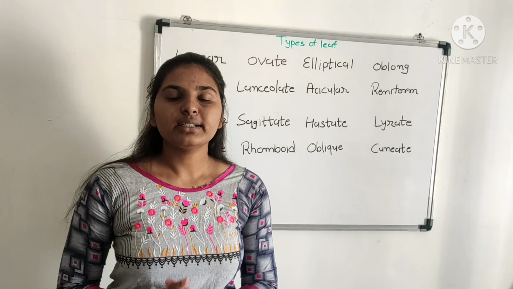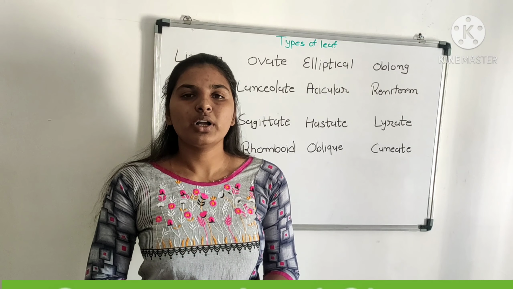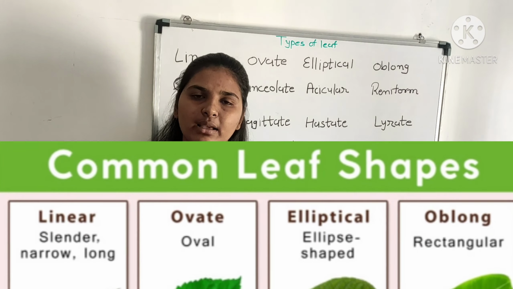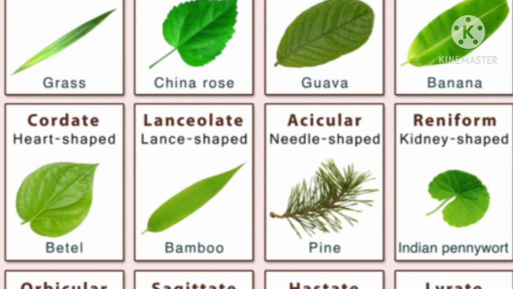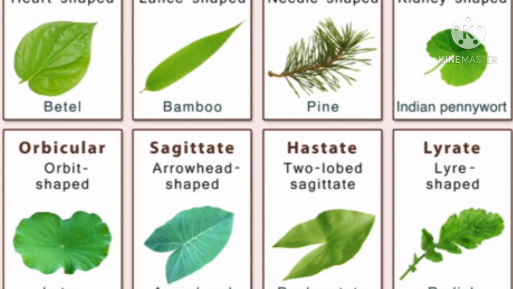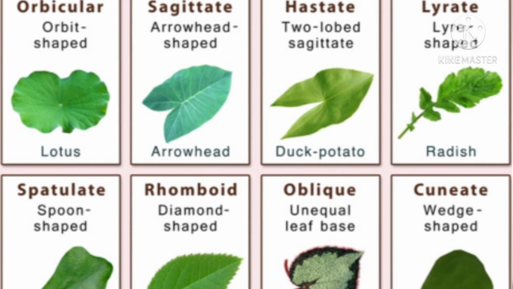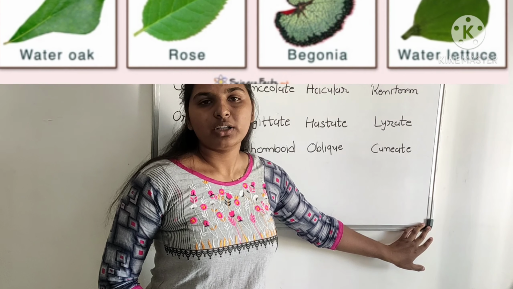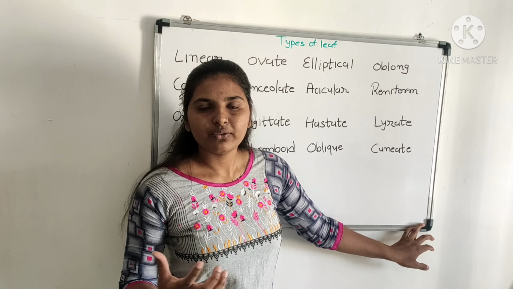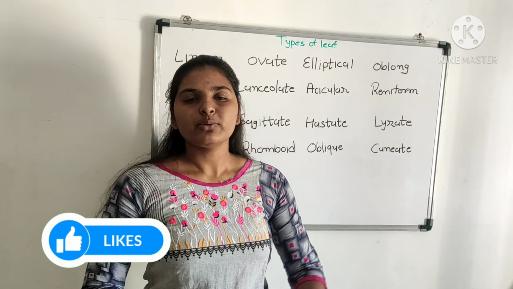Okay, these are the types of leaf based on leaf arrangement, lamina arrangement, with stalk and without petiole, and two types based on leaf shape and leaf venation. Okay, these are the types of leaf.